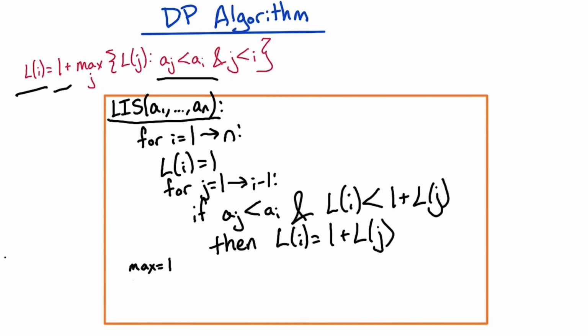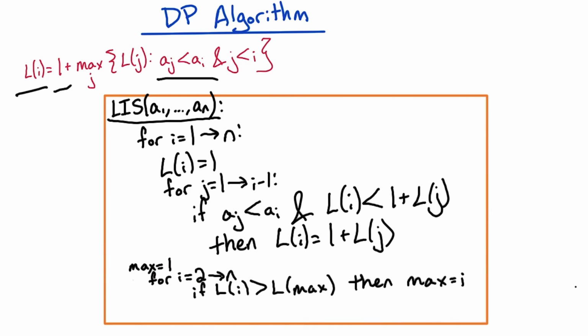We'll make a variable max, which will maintain the index with the largest entry of the table. We'll start max at 1, and then we'll go through the entries of the table to see if we find a larger entry than the current max. This for loop simply finds the largest entry of the table and stores the index for that entry in the variable max. Finally, what do we return? We return the entry at index max. This completes the formulation of our dynamic programming algorithm.